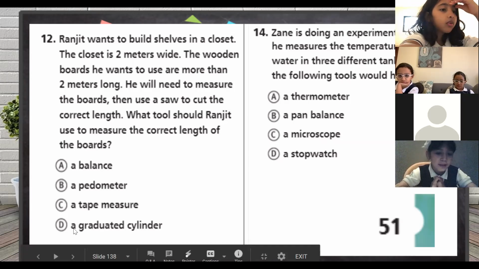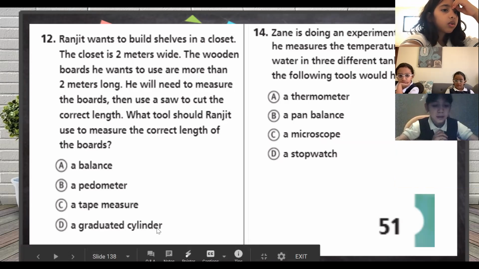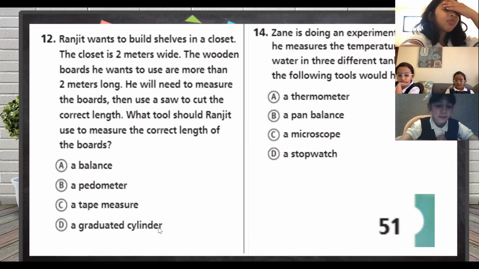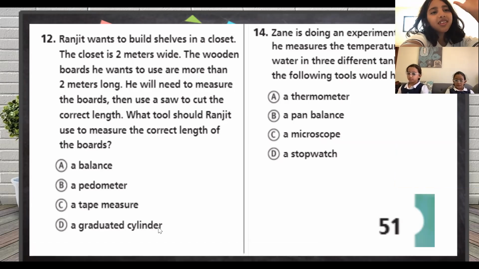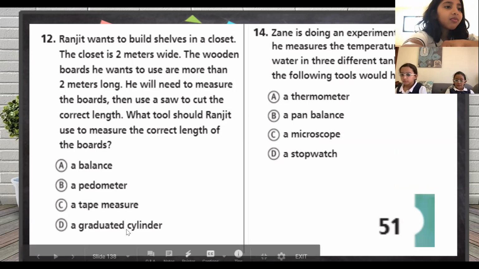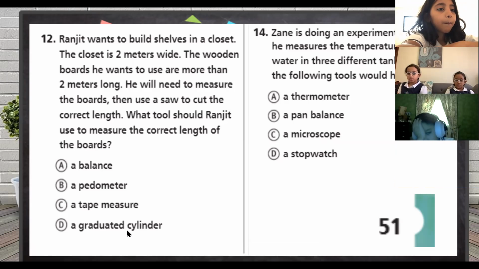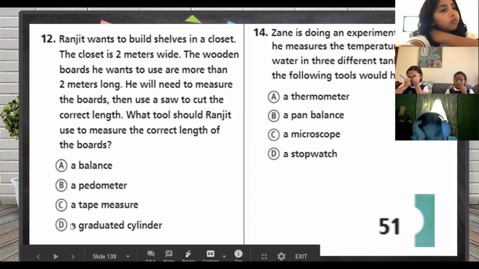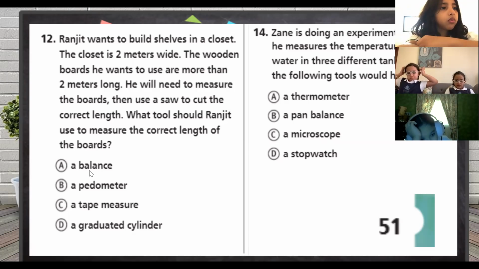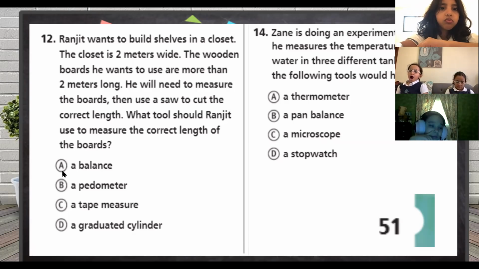Okay, just now we said that a graduated cylinder will measure the volume. Is that right? Please focus here. A graduated cylinder, my dear, will measure volume, and by volume I mean space and not length. So a graduated cylinder is not correct. What about a balance? A balance will measure the length of something? No, excellent. It will measure the mass, how much something weighs.